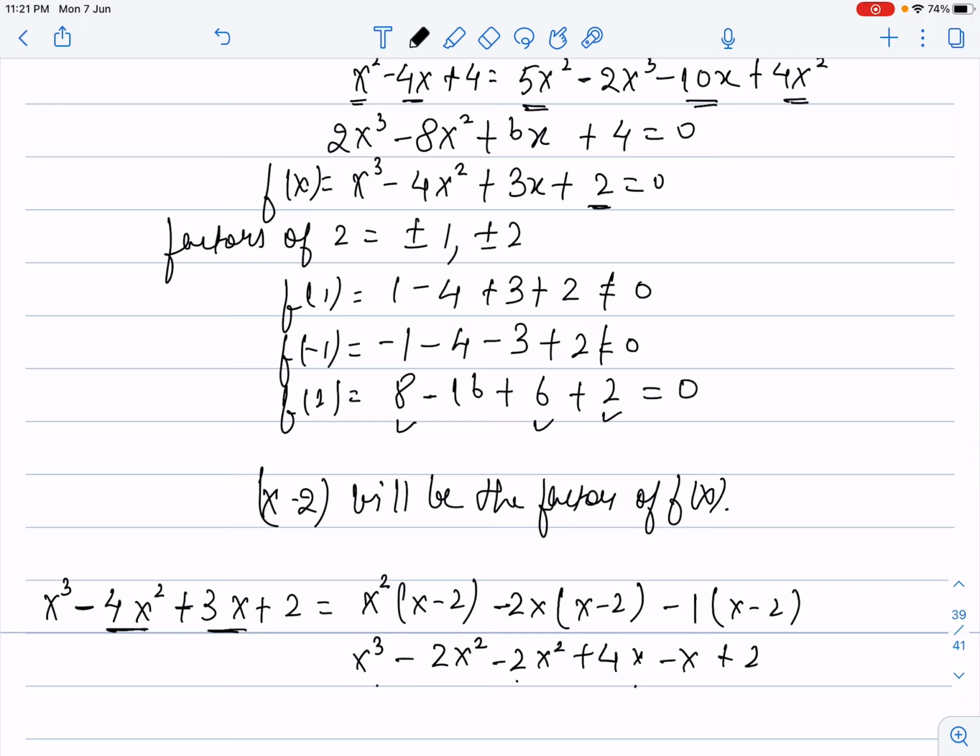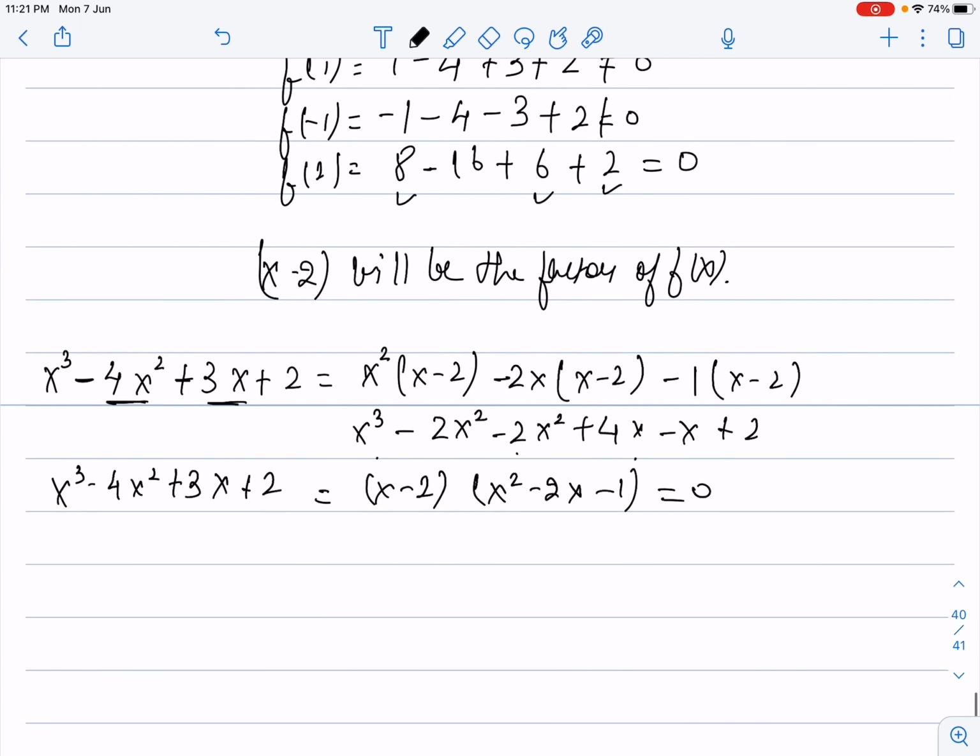So let's take x minus 2 common over here. So we may write it like x minus 2 multiplied by x square minus 2x minus 1 as the value of x cube minus 4x square plus 3x plus 2. And we would have to make it 0. So I made it 0.